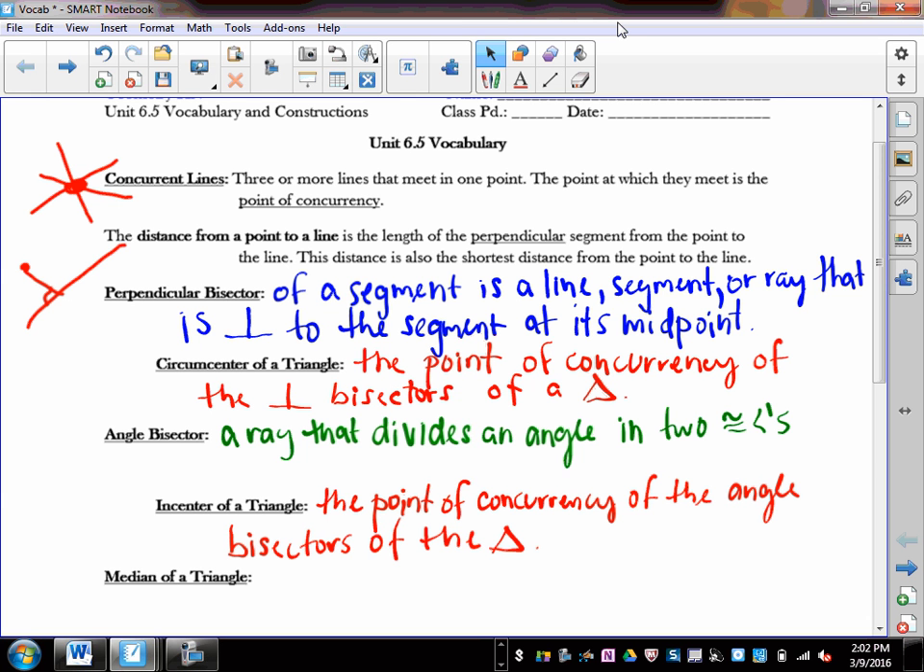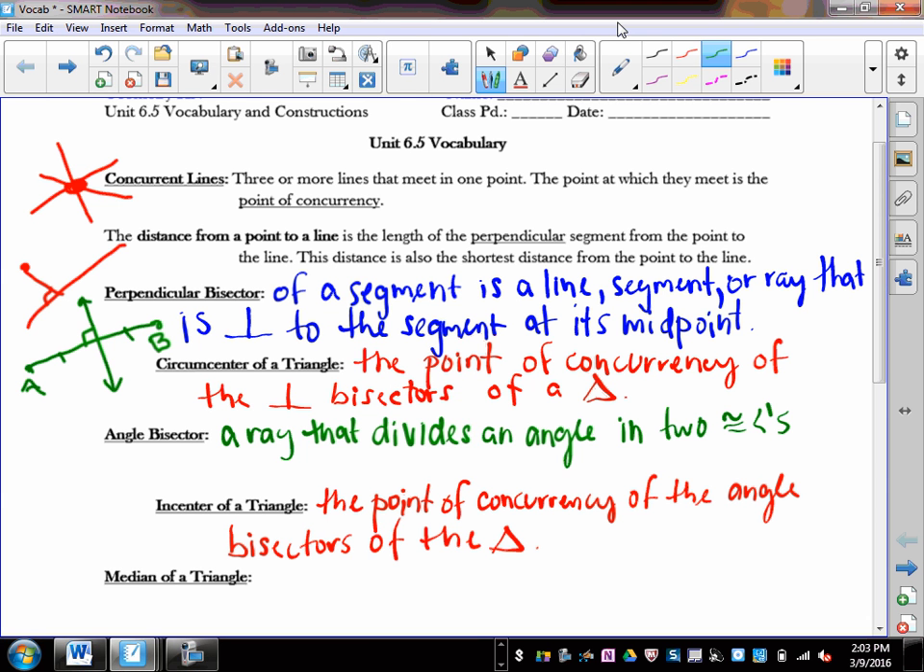Okay, so now the meat of what we're learning today. Perpendicular bisector, as you hopefully remember from previous material: the perpendicular bisector of a segment is any line, segment, or ray that cuts that segment in half and is perpendicular to that segment. So, for example, here is a segment. And a perpendicular bisector is either a line segment, line, or a ray that cuts it in half, which is probably about there, and is perpendicular. Alright, so perpendicular bisector.